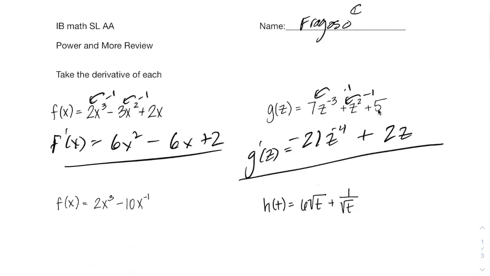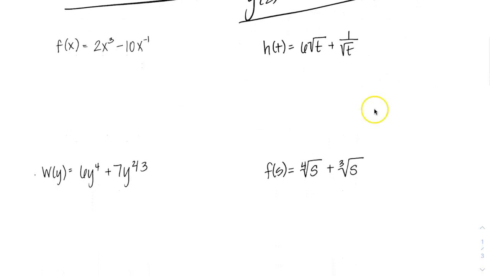Then we go down to f of x right here. f of x equals 2x cubed minus 10x to the first. So we're just going to take the derivative. Bring it down, subtract 1 off. So 6x squared. Bring it down to become a positive 10x. Subtract 1 off. So negative 2.